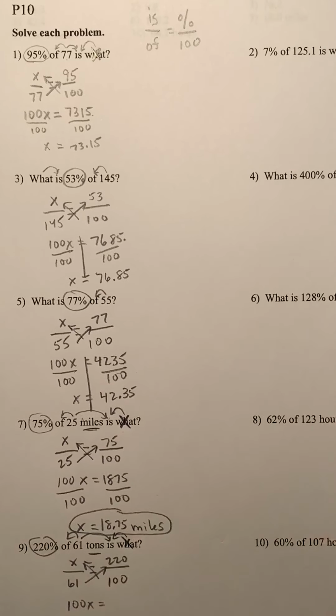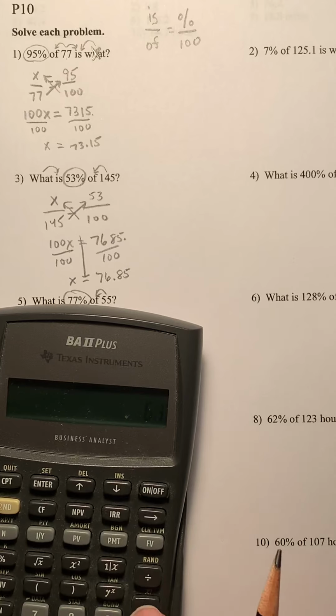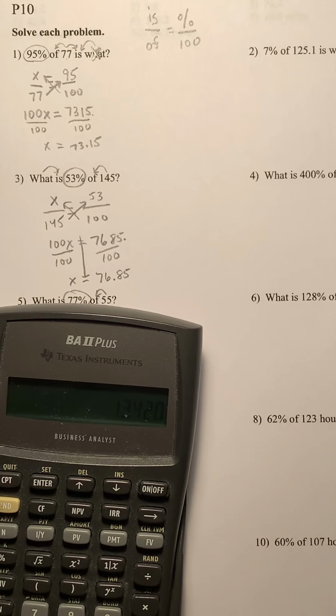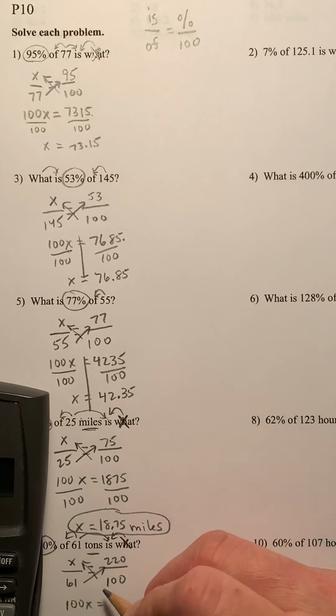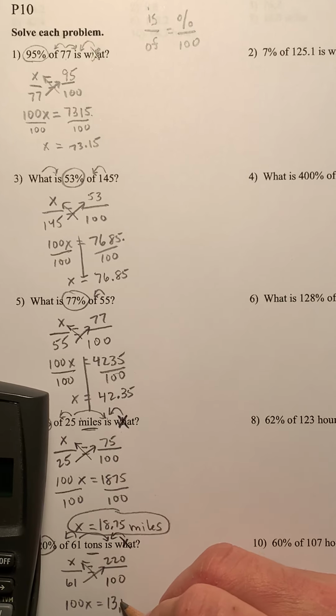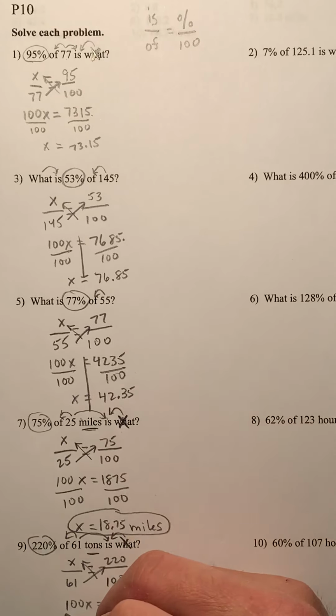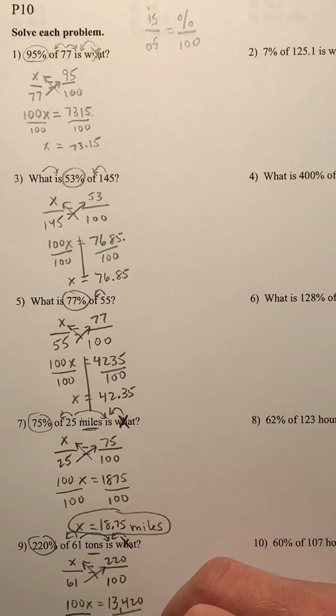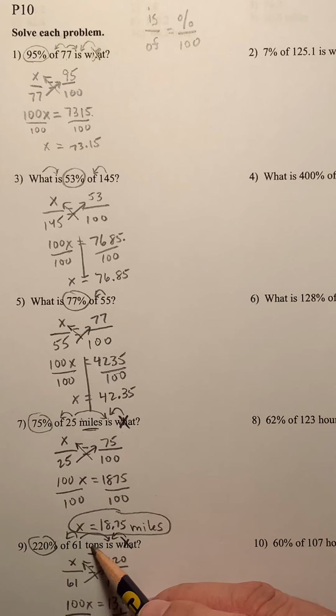100x is equal to 61 times 220, 13,420. When we divide by 100, we're doing the exact same thing. We're still moving that decimal that's at the end of that number 2 places, and we end up with 134.2. But remember, they asked for the label, tons.